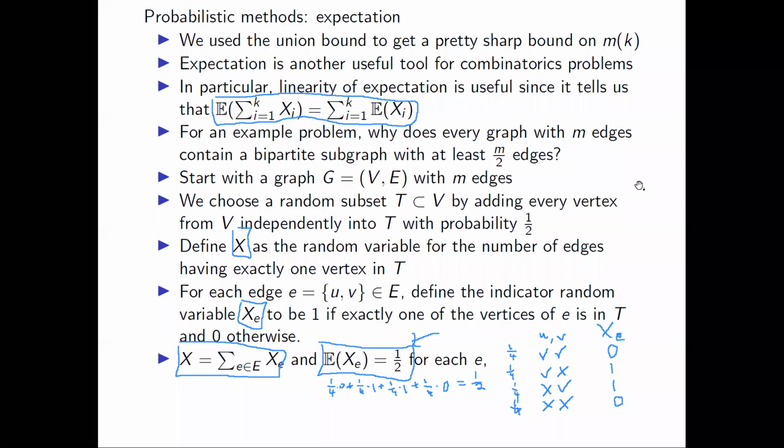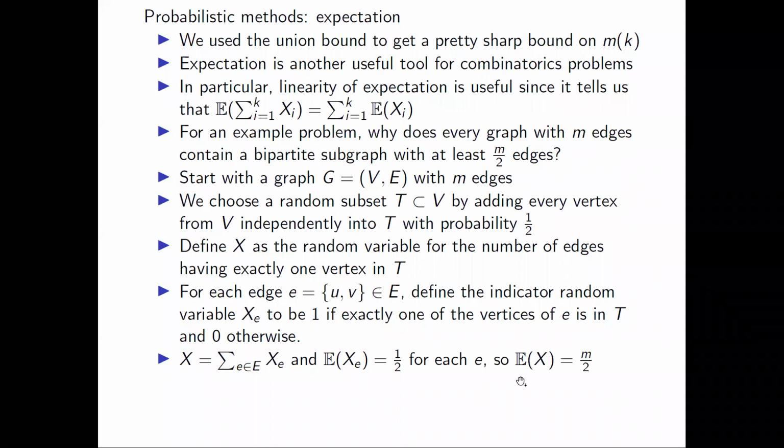Okay, and now we can apply the linearity of expectation, like I said. So we can say that this sum is equal to the sum over e in E. So the expectation of x is going to be the sum of the expectations of the xe's. So it's just going to be the number of edges times 1/2, and we can see that in the last bullet. So we get that the expectation of x is just the number of edges times 1/2, and that's exactly m/2. So we saw that when we performed this experiment, the expected number of edges having exactly one vertex in T is equal to m/2. And this gives us exactly the bipartite graph that we're looking for.